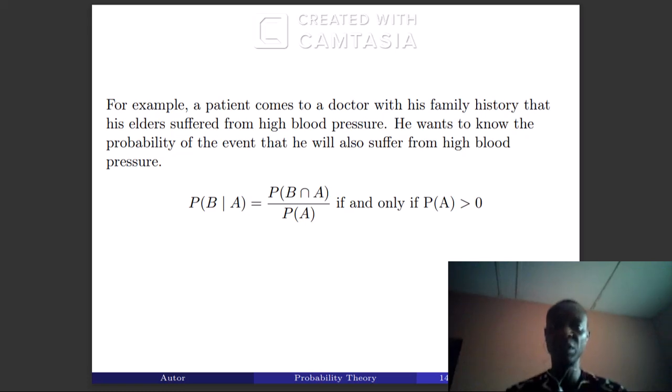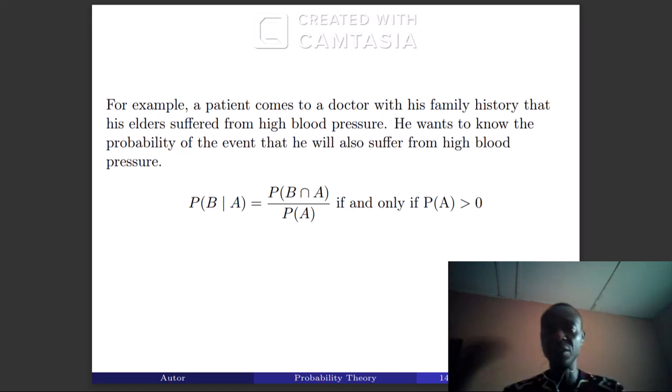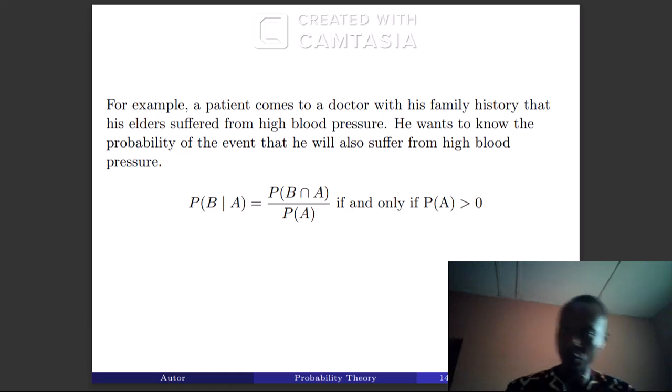For example, a patient comes to a doctor with his family history. We have known before that this person in their lineage, they all have blood pressure, they have hypertension. So definitely we take it from there, it runs in their blood. We want to know the probability of the event that he will also suffer from high blood pressure.